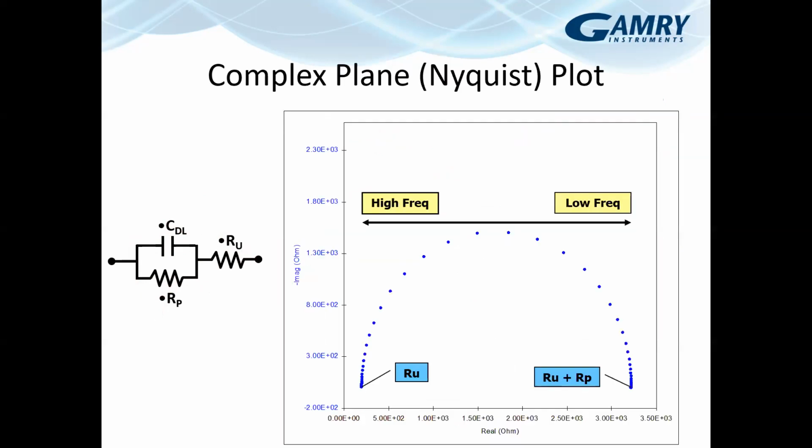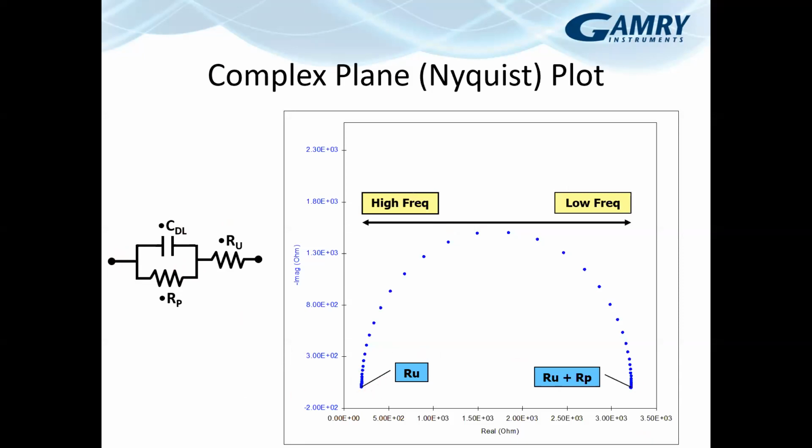This same data shown on the complex plane, or Nyquist plot, is a single semicircle, and reflects the same thing. One of the things that can be confusing at first, if you haven't looked at these before, is that high frequency is on the left side of this plot, and low frequency is on the right.